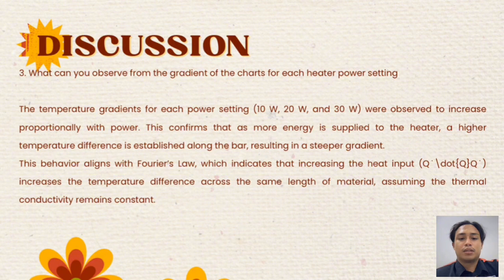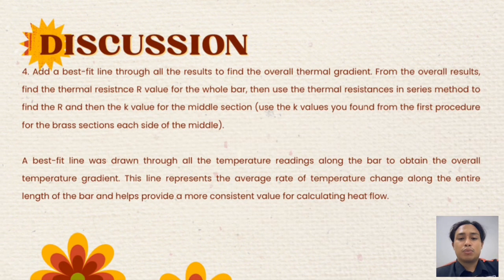Brass has a moderate error, while stainless steel showed the lowest error due to its larger temperature gradient. Third, we observed that increasing power input from 10 watt to 30 watt resulted in a steeper temperature gradient. This confirms that a higher heat input increases the temperature difference and drives more heat through the bar, which agrees with the theory of one-dimensional conduction.